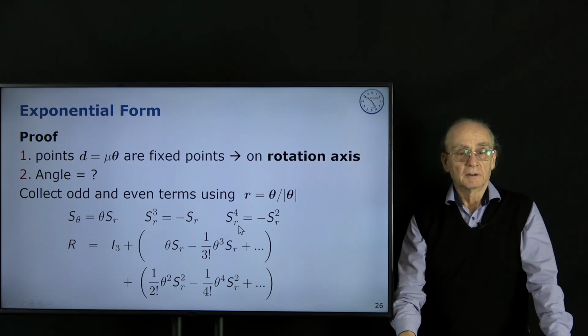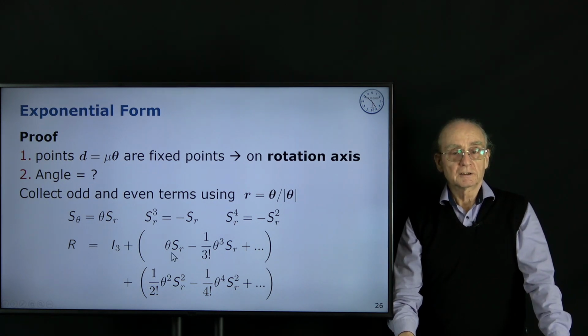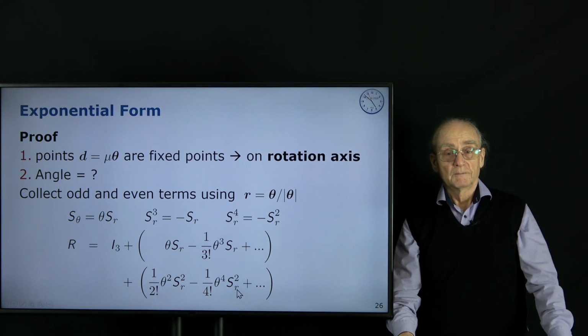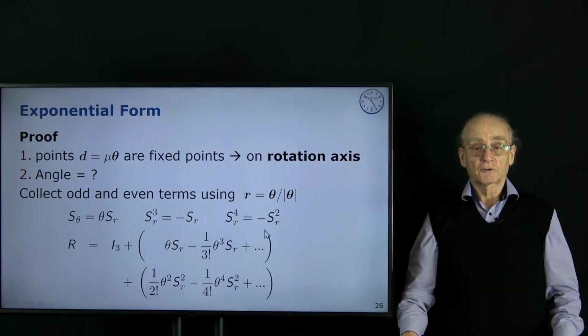So we have a series in which, if we take the third power, we get theta times S_r minus 1 over 3 factorial multiplied with the angle theta times S_r to the third, and that's the reason why we have this minus sign here, then a plus sign, and it's alternating. We have the same situation for the square, so this is the original term. Then we have the fourth power with 4 factorial, and we have seen that this is the negative square.